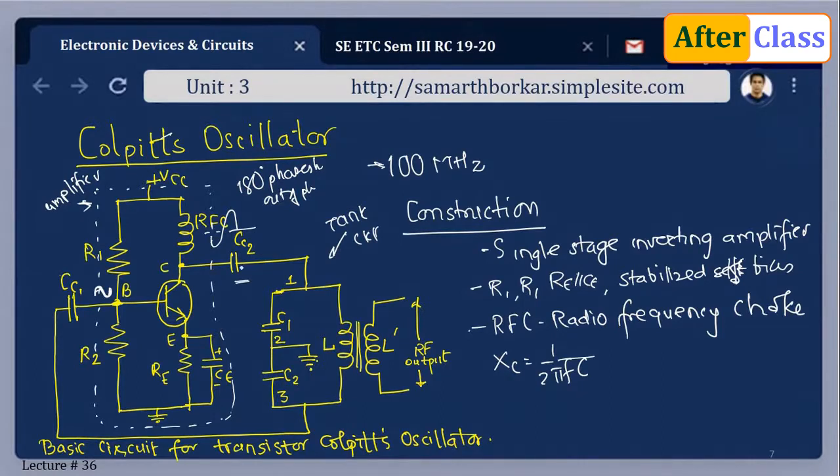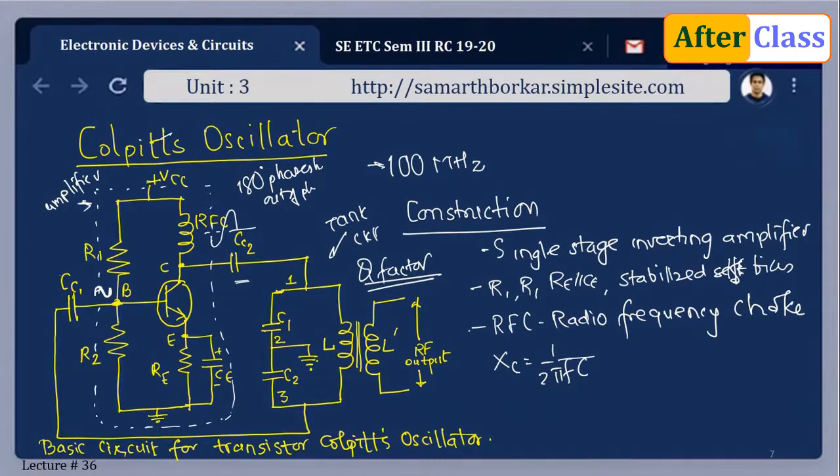So the moment I connect a CC2 here, it will not permit the DC currents to go to the tank circuit. If I don't connect this capacitor, naturally the DC current will affect this tank circuit, and it will reduce its Q factor, that is quality factor, that we'll discuss later. So if somehow there is some DC current in the tank circuit, it affects the Q factor.